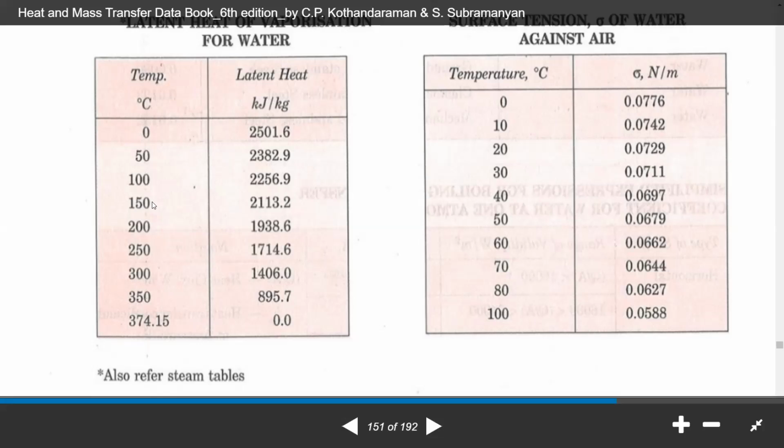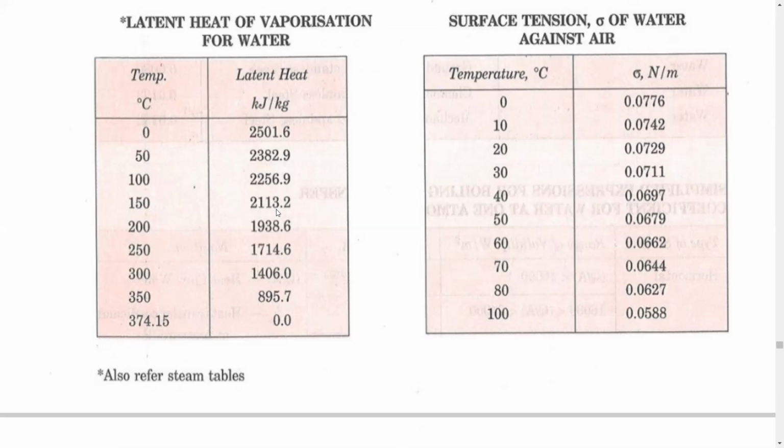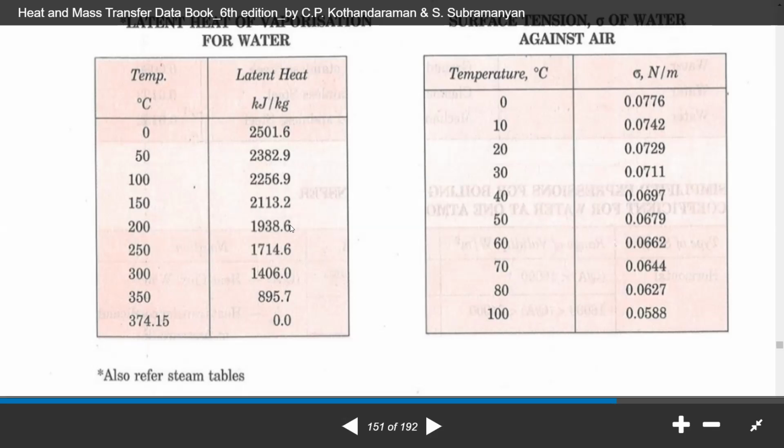Okay, so 150 minus 30 degrees, so you'll get the value at 120 degrees centigrade. This value, that is 86.22, you already got after multiplying with 30. So plus 2113.2, the value is around 2199.42. The value of latent heat of vaporization, that is hfg, is 2199.42 at 120 degrees centigrade.